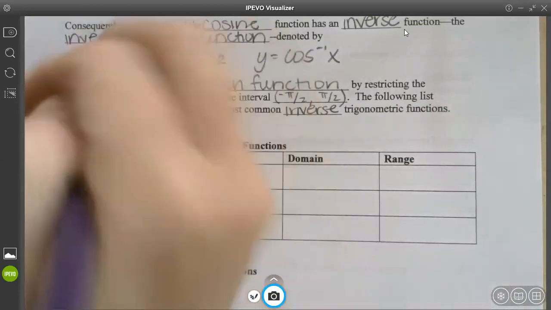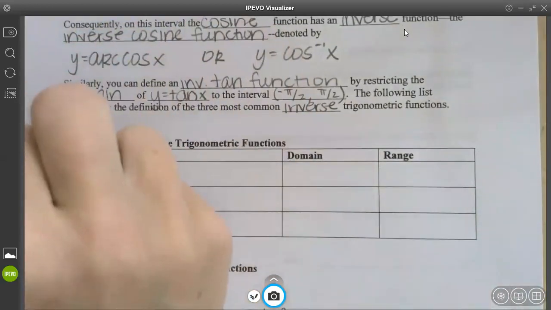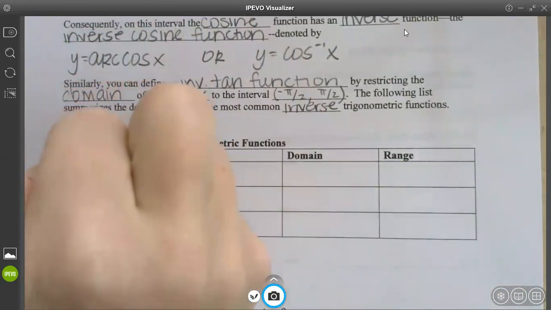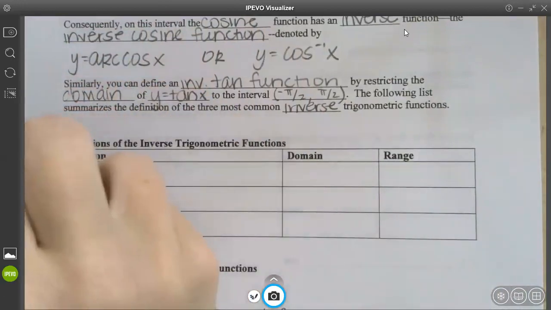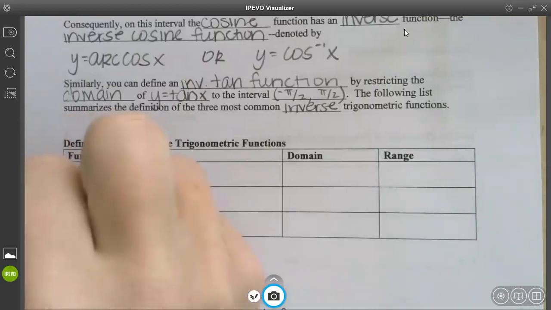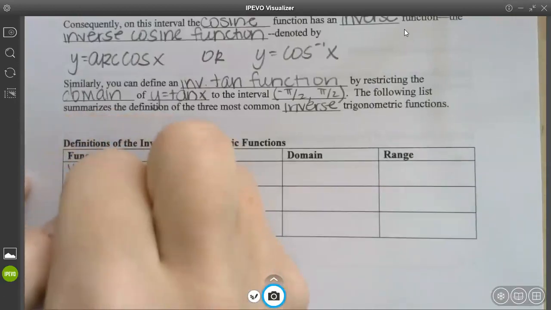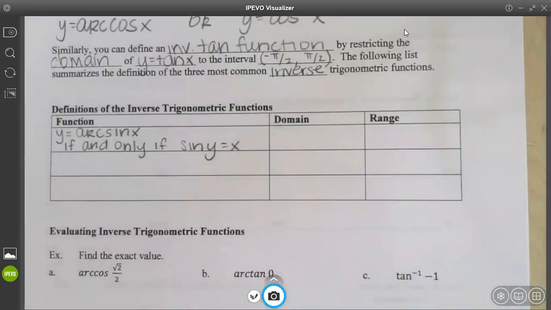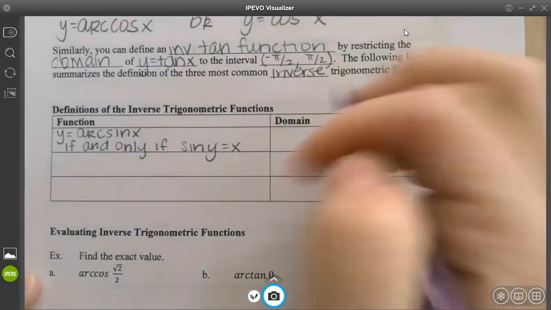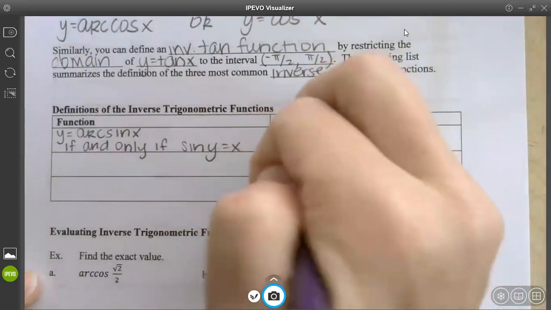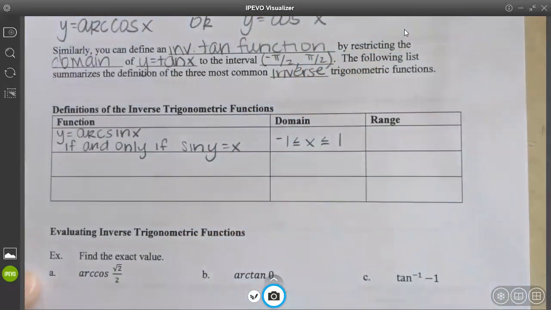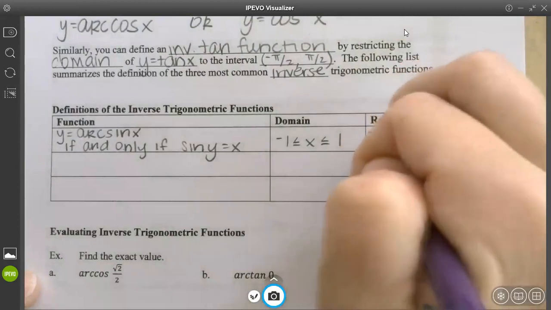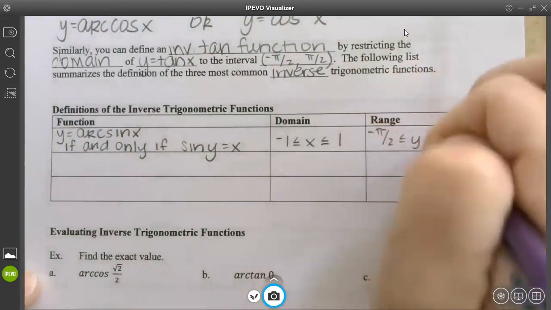So the first one, y equals arc sine x if and only if sine y equals x. So again, we already knew that. It's just putting in a little chart for you. So everything that we've done, they're just putting it in a chart for you to memorize. Remember, this domain was from negative 1 to 1, and the range was negative pi over 2 to pi over 2.